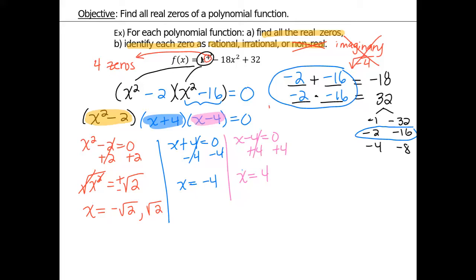So for my part A, that was finding all the real zeros. So remember, I'm supposed to have 4 zeros. So I can see 1, 2, 3, and 4 zeros. So now I have all my zeros.